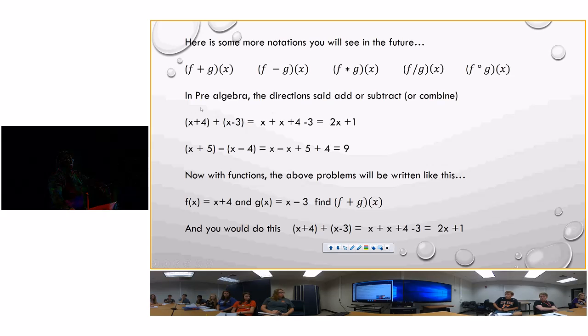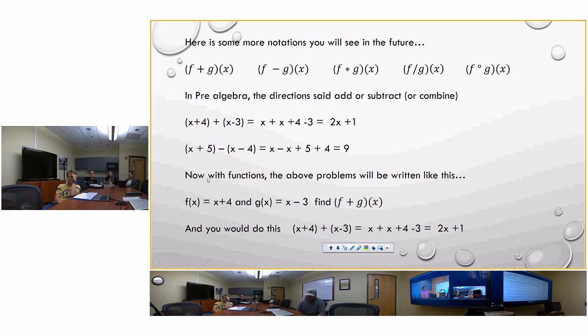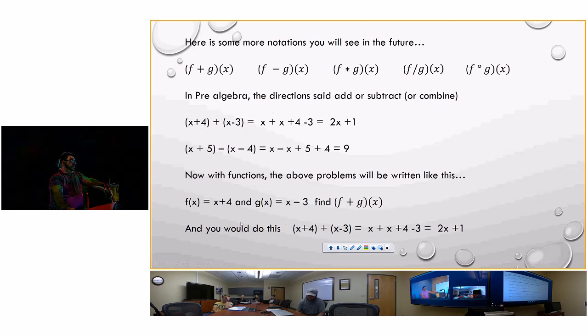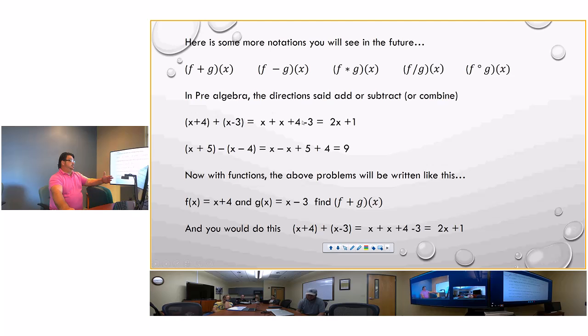And all you're doing is the same stuff that you did in pre-algebra. F plus g of x. Here you go. Same thing. F minus g of x. Same thing. F times g of x. Okay, this is where we're showing you. This is what you did in pre-algebra. This is what you did now.